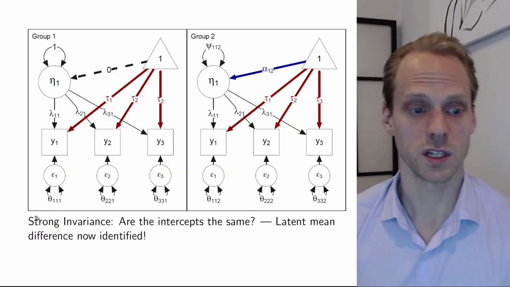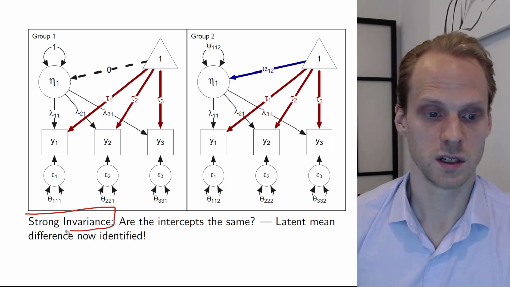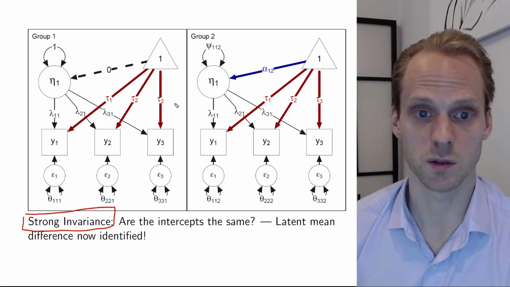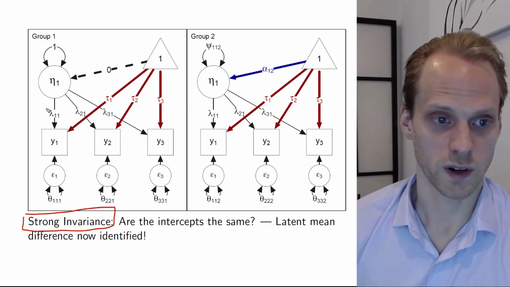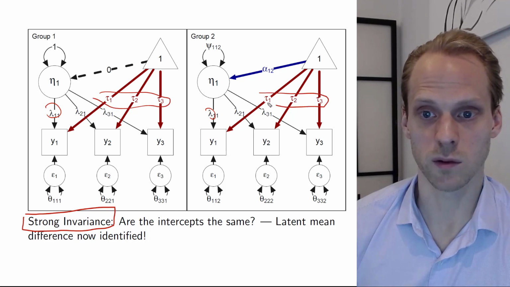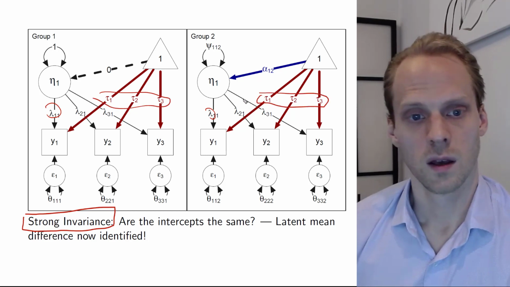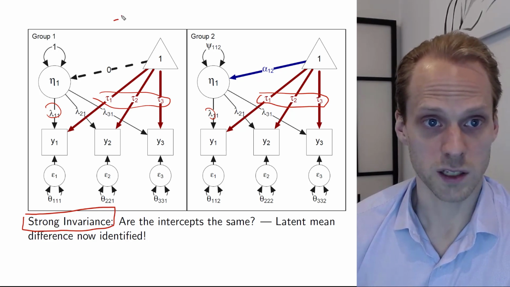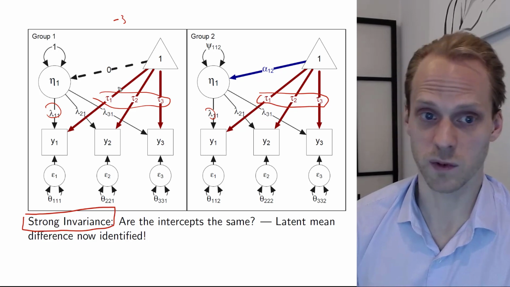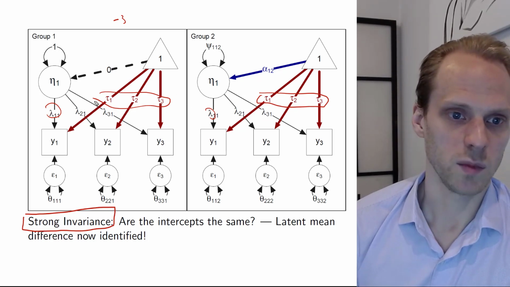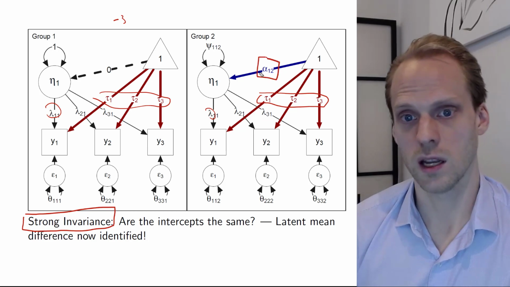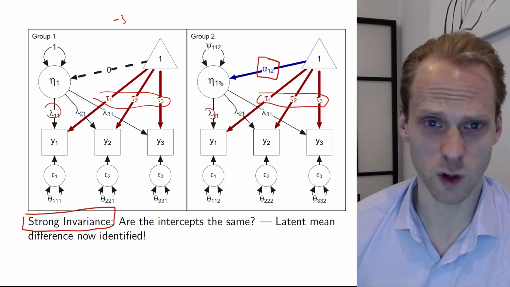So the next step is strong measurement invariance. And in strong measurement invariance, we are also going to constrain the intercepts to be equal. So we already have these factor loadings equal across groups. And now we're also constraining these intercepts to be equal across groups. And again, that leads to a difference of -3 parameters, because we don't need to estimate intercepts per group. We only have one set of intercepts we need to estimate. And again, because these are equal, now suddenly the mean of the latent variable in the second group becomes identified.